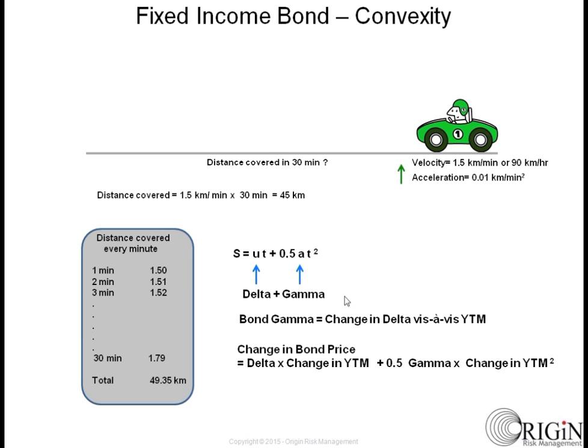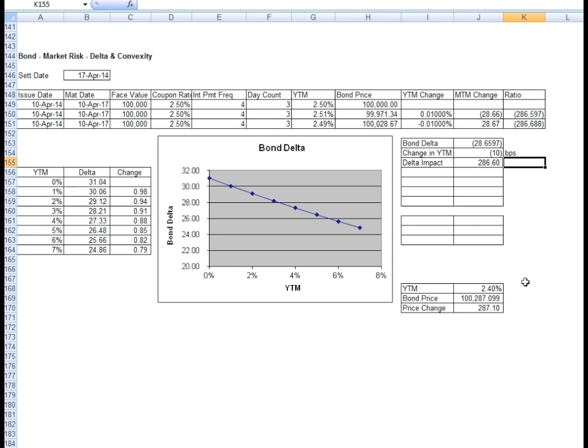We have a function that calculates gamma of a bond or convexity of the bond. Gamma is nothing but change in value of delta divided by change in YTM rate. If delta at 2.5% is 28.66 and at 2.4% it is 28.75, then the gamma is 28.75 minus 28.66 divided by 2.4% minus 2.5%.